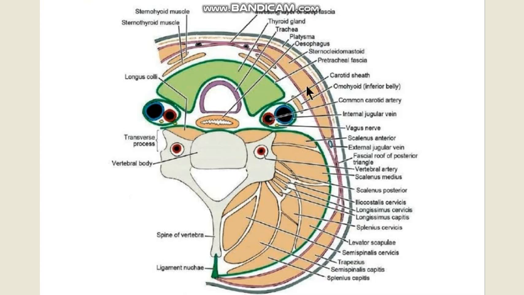Below the skin, here you can see there is this platysma muscle within the subcutaneous tissue, and here you have the investing layer of the deep cervical fascia enclosing the sternocleidomastoid in front and the trapezius behind. Only when you have cut through the investing layer of the deep cervical fascia can you actually get into the component parts of the anterior triangle.